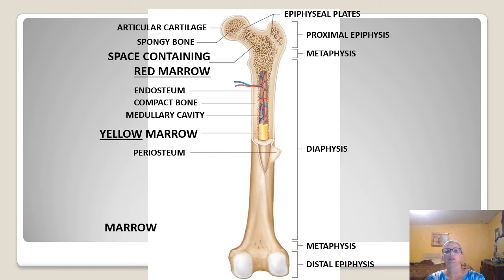So we have two types of marrow. We have red marrow and yellow marrow. This is a specialized soft tissue. It fills the medullary cavity. The red bone marrow is important. It functions in the formation of red blood cells, white blood cells, and platelets. So that's where all of those are formed.